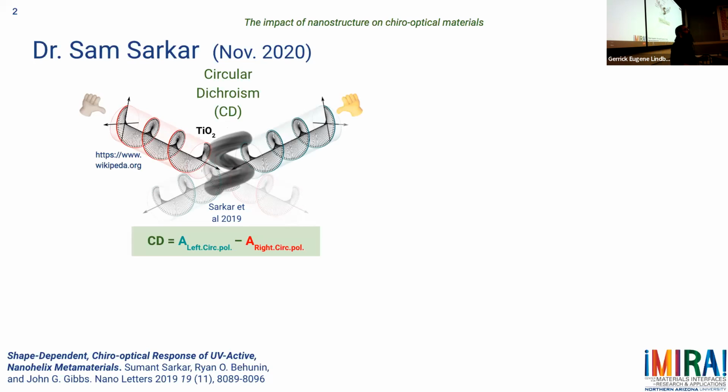Sam explained that they were tuning the geometry of these helices so as to produce strong absorption in the ultraviolet. These helices are made of titanium dioxide, a semiconductor material. And when I say strong CD, I mean stronger compared to the CD of chiral molecules.